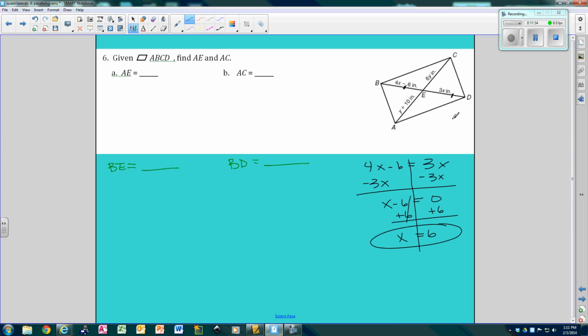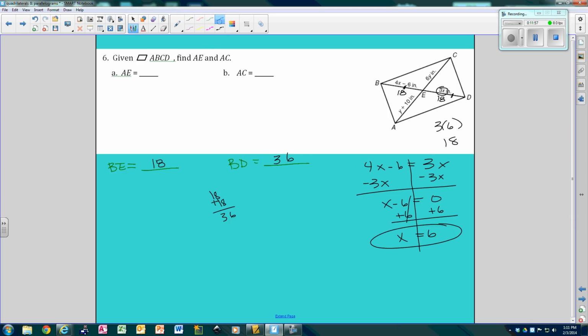Okay, so if x is 6, this would be 3 times x. So 3 times 6 is 18. So if this piece is 18, then this piece is 18. So BE is 18. So the whole thing is 18 plus 18 is 36. So this would be 36.